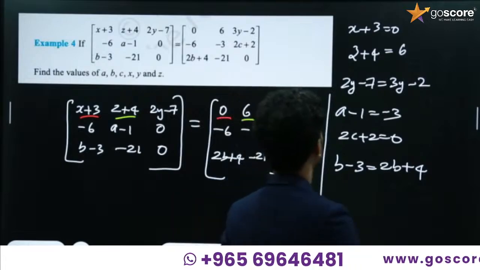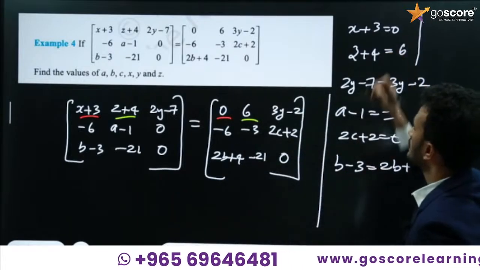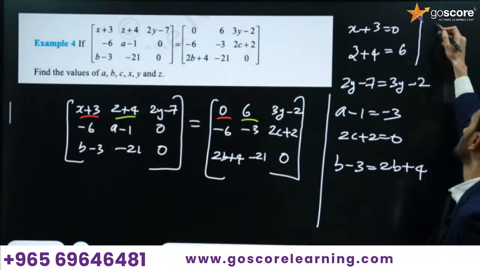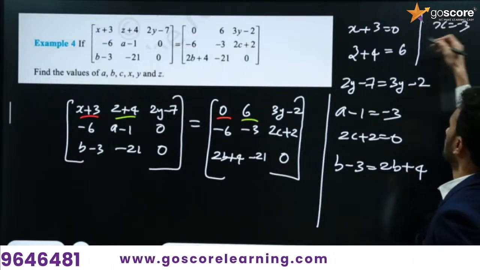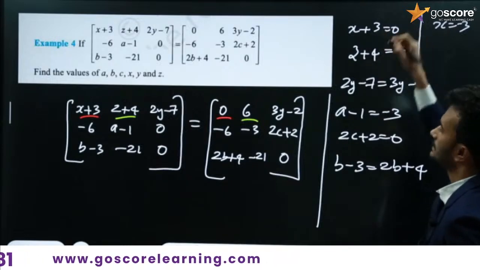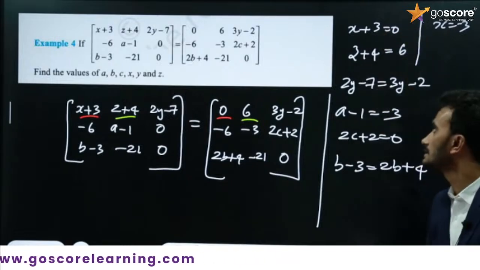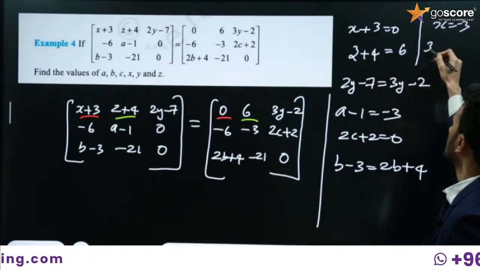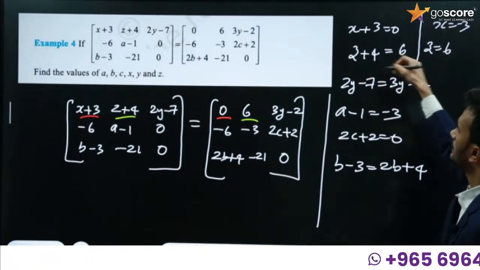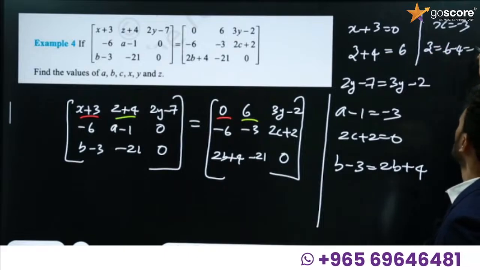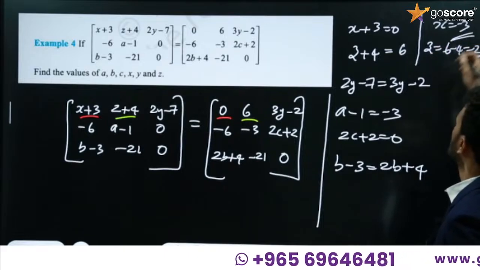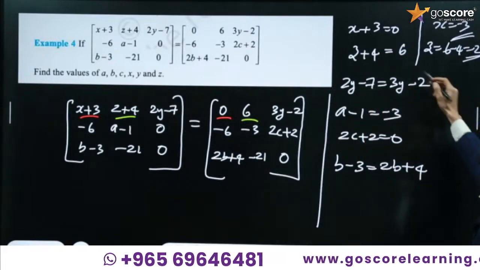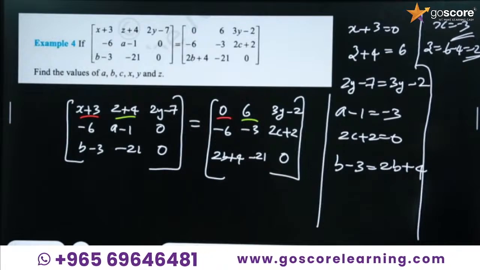Then find the values. x plus 3 is equal to 0. What is x? x is equal to minus 3. Take this plus 3 to this side, you will get minus 3. Then z plus 4 is equal to 6. Take this plus 4 to this side, 6 minus 4 is equal to 2. So x is equal to minus 3, and the second value z is equal to 2.